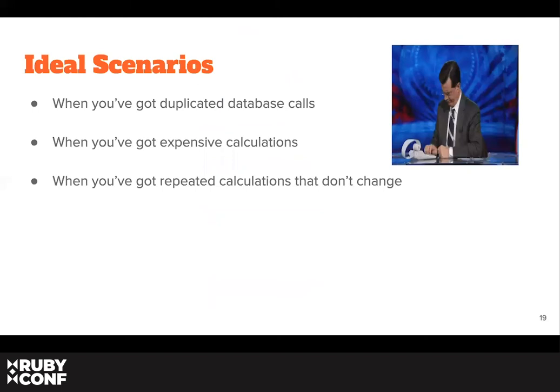So what are the ideal scenarios in which we should use memoization? When there are duplicated database calls, like in Rails, where we have the current_user method. I think that is the best method to memoize. Secondly, when we have expensive calculations, like in the previous example, revenue and cost. The third situation is when we have repeated calculations that do not change, like calling a third party API whose response will not change.